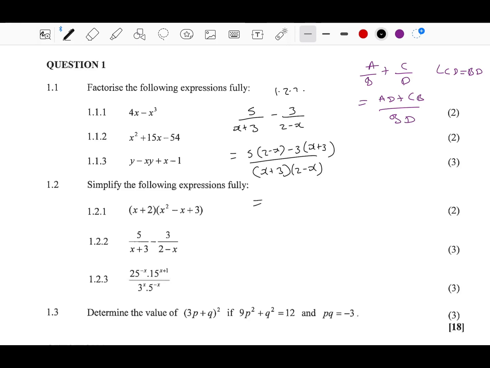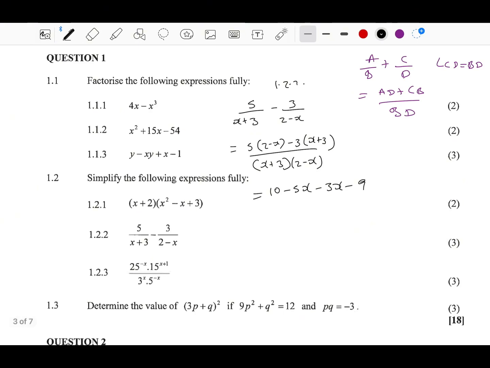Okay, and then from here it becomes simple. What you're doing is you're just multiplying again. You're just removing these brackets and these brackets. So multiplying this times that, and this times that. So you have 5 times 2, which is 10. And then 5 times negative x, which is minus 5x. Negative 3 times x, which is negative 3x. Negative 3 times 3, which is negative 9.